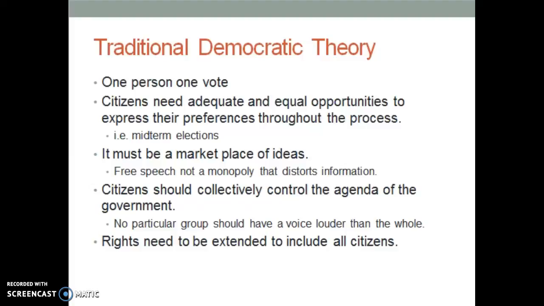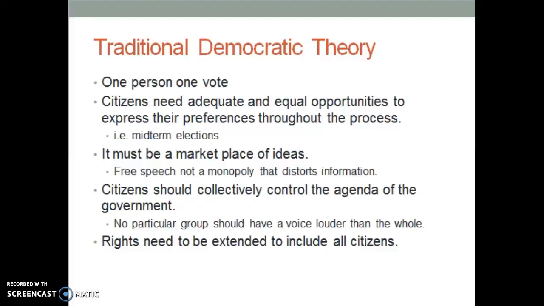It's got to be a marketplace for ideas, meaning ideas are being freely exchanged, and that the government doesn't monopolize what people can talk about. And that's where the First Amendment comes into play, and that's really the essence of it, is keeping that marketplace open so that we can exchange ideas and criticize the government itself. Citizens should collectively control the agenda of the government. No one group should have its voice louder than the whole, kind of like you might see in an oligarchy, but also kind of back to the one person, one vote as well.